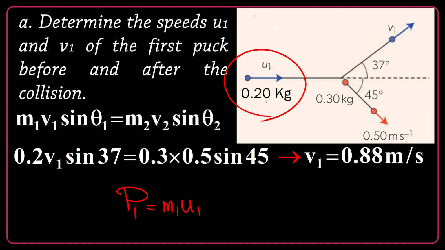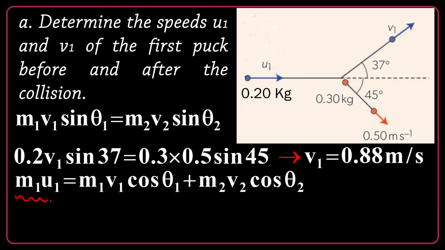And I know M1, but I'm looking for U1. After the collision, I have the momentum of the first spark to be M1 V1 cosine of 37 degrees, provided I have M1 V1, the momentum instead of velocity. And likewise for this one, it's going to be the other to be M2 V2 cosine of 45 degrees. That's all. Let's put them equal.